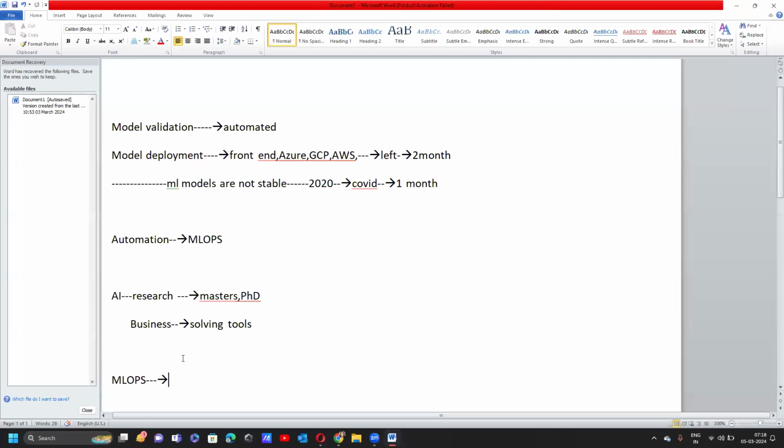Every company's goal is AI and automation. And keeping this in mind, MLOps is the thing that you should definitely learn.